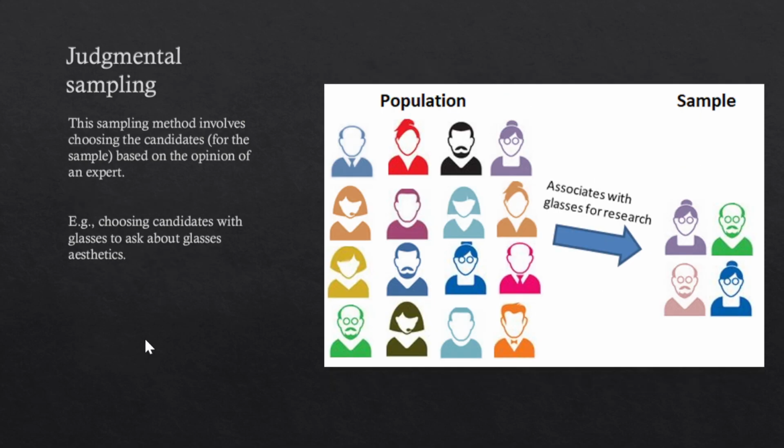So the next thing we'll be looking at is judgmental sampling. Judgmental sampling is usually choosing your candidates for your interview based on the opinion of an expert or your own opinion. For example, if you were working for a glass making company, making glasses, and you want to choose people from a population, you would probably choose those people who are wearing glasses, right? Because they are wearing glasses, they might be able to give you some feedback. But it's also important to understand that the other people who are not wearing glasses actually see these people, and they might be able to give better feedback sometimes.